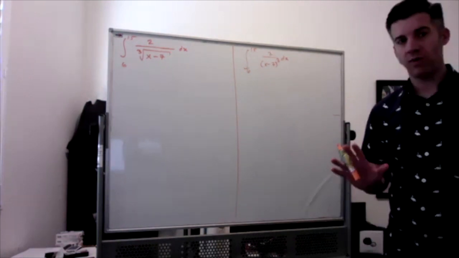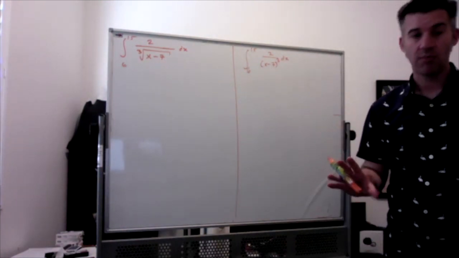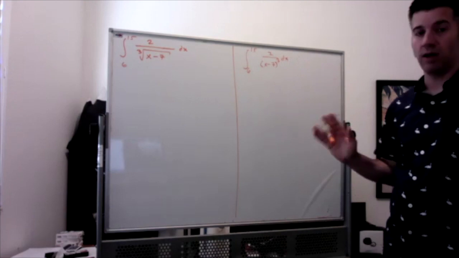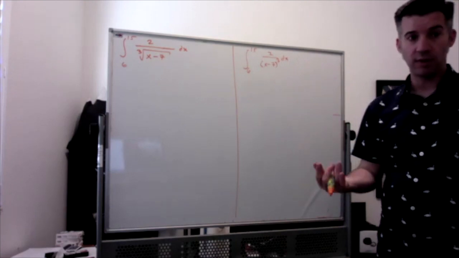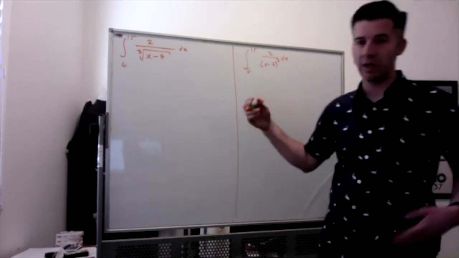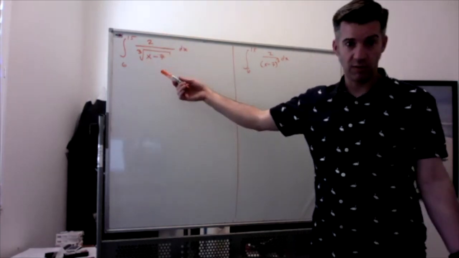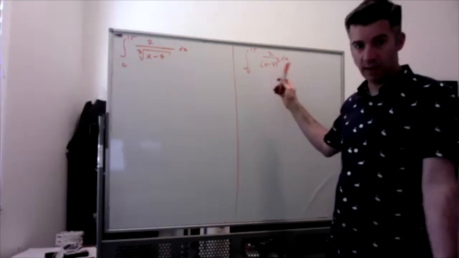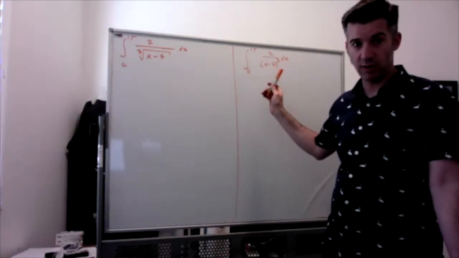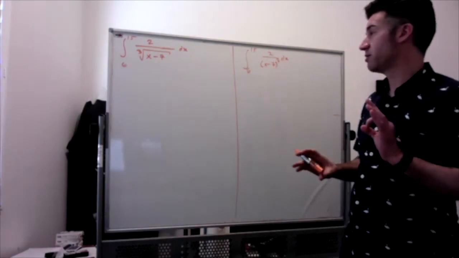So here's what I want to point out. Both of these functions are undefined at 7, right? Well, I should say both of the functions you're integrating. This function is undefined at 7 because you divide by 0 when you plug in 7. This is also undefined at 7 because when you plug in 7, you divide by 0. But here's what I want to emphasize.